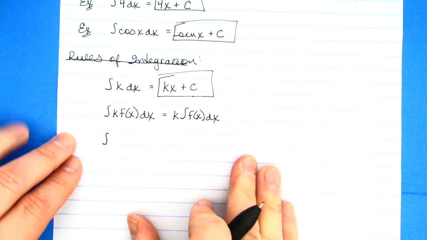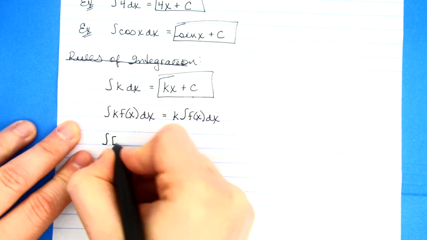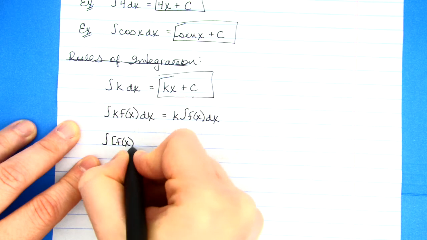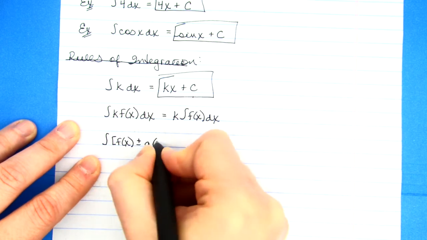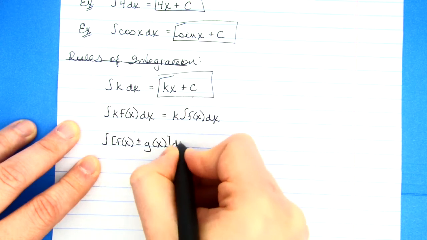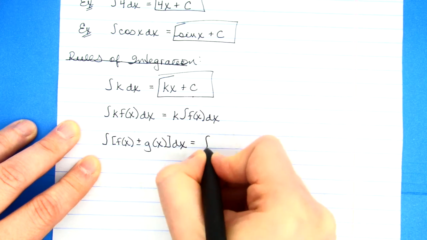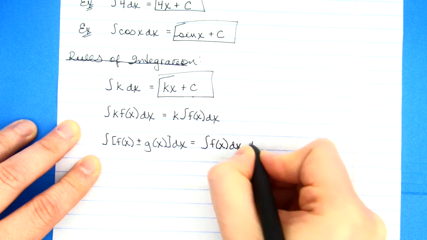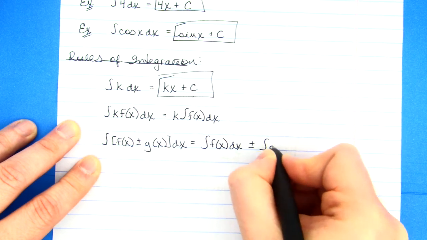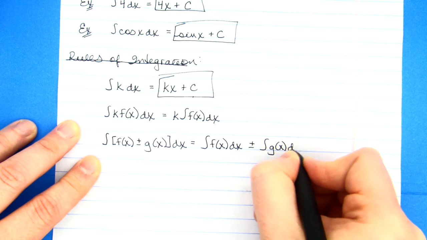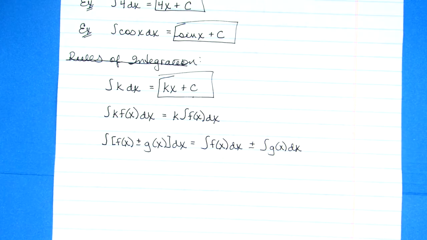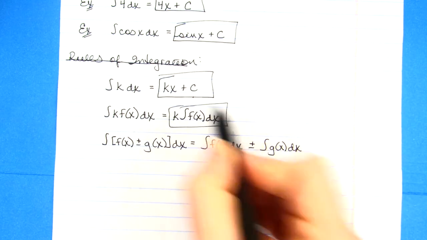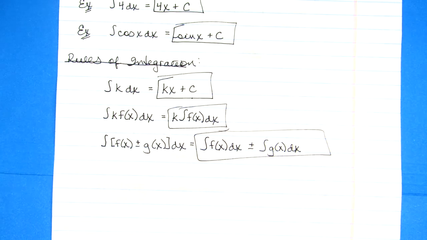We also have a sum and difference rule. This is the integral of f of x plus or minus g of x dx is just going to equal the integral of f of x dx plus or minus the integral of g of x dx. If we have a sum or difference inside an integral, we can split this into two different integrals. Take a moment, get these rules copied down.